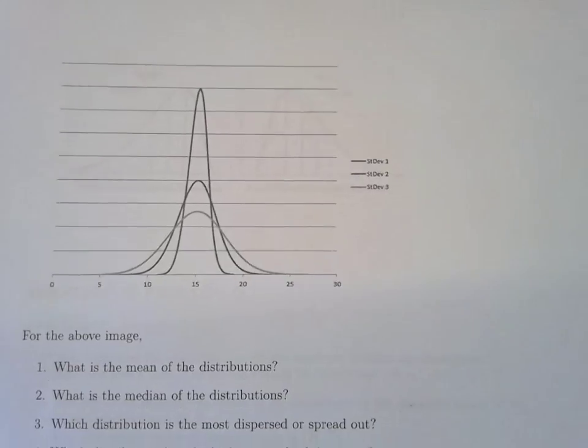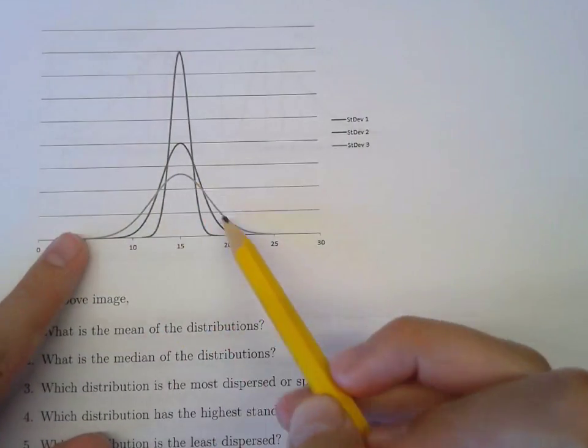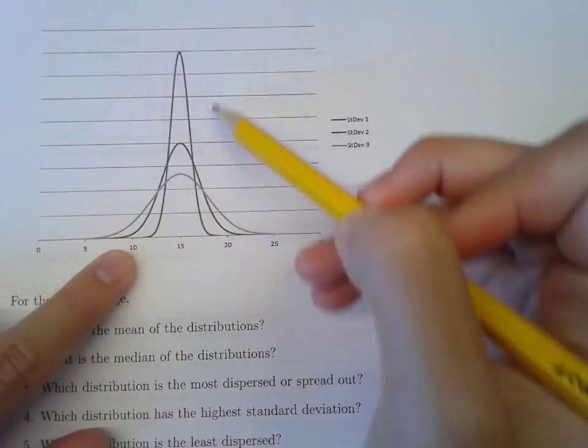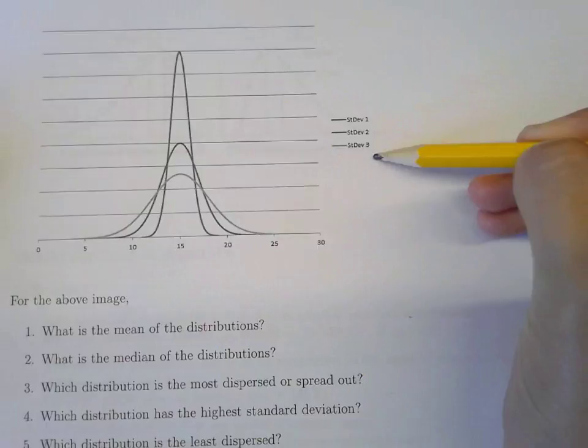So for example, we're moving on to page 14. Here are 3 pictures of normal distributions. You have the shorter one here, the middle one, and then this tall one here. This has standard deviation of 1, 2, and 3.